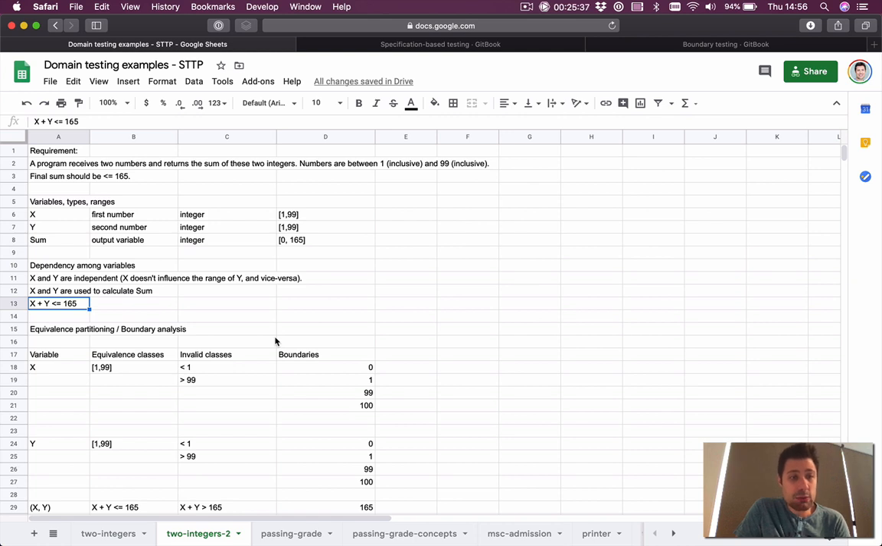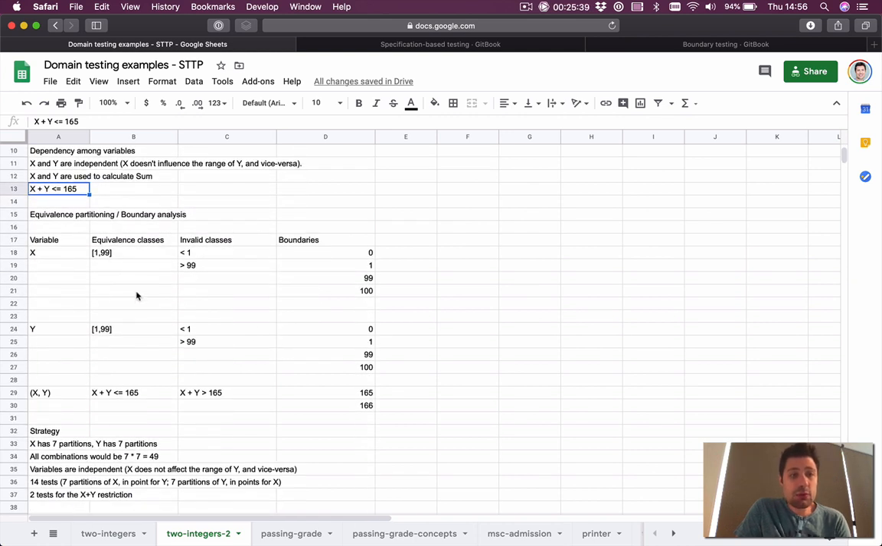Great, then we move to the equivalence partitioning, and I would still do x and y separately. So the same way as we did before. We found 7 classes for x, 7 classes for y, but now I would just do one more, and I am gonna combine both variables. For me to test that restriction, I need to see x and y together, and that's why I put there x and y together. I know that, well, the limits, I have to follow this rule, x plus y is smaller than or equal to 165.